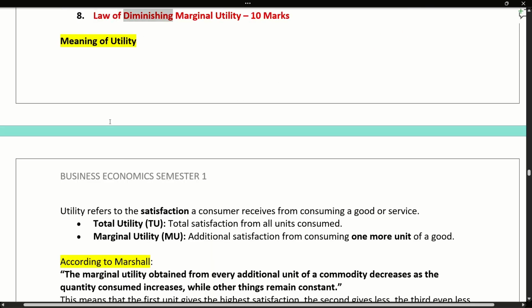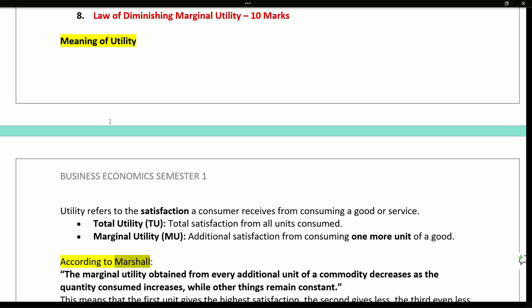Law of diminishing marginal utility. 10 marks. Meaning of utility. Utility refers to the satisfaction a consumer receives from consuming a good or service. Total utility, TU, total satisfaction from all units consumed. Marginal utility, MU, additional satisfaction from consuming one more unit of a good.